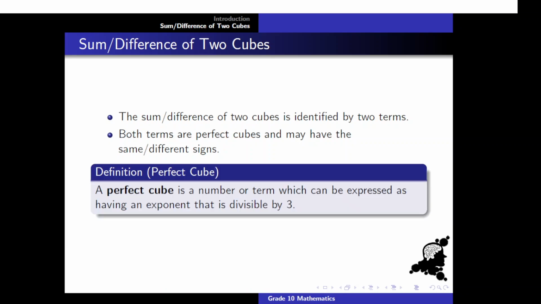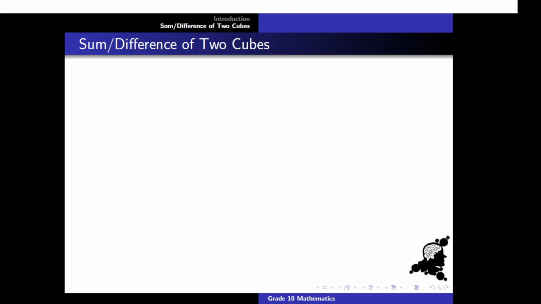Now, what is a perfect cube? A perfect cube is any number or term that can be expressed as having an exponent that is divisible by 3. For example, I can have x to the power 3, this is a perfect cube. I could say y to the power 6, this is a perfect cube. I could say k to the power 9. I could say a to the power 12. I could say b to the power 30. I can even say something like m to the power 120. For as long as the exponent is a number that can be divided by 3, we consider the term to be a perfect cube. I hope that this makes sense. Please take note of it.